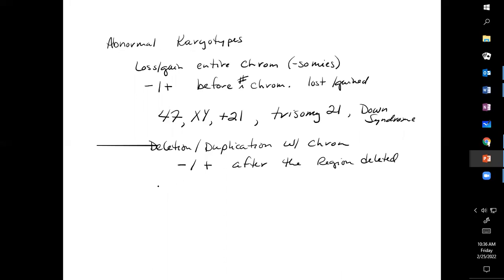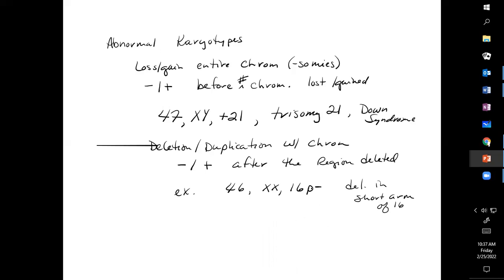So let's look at an example of that. Let's say 46, because we're not losing or gaining an entire chromosome, XX 16P minus. Okay, so what is this telling us? We've got normal chromosomal numbers. It's a female who has a deletion in the short arm of chromosome 16. So this is indicating a deletion in the short arm of chromosome 16.